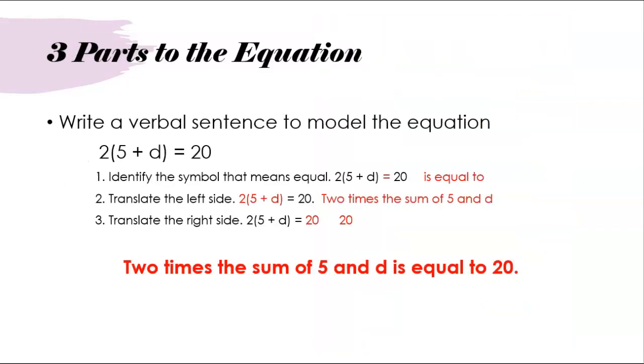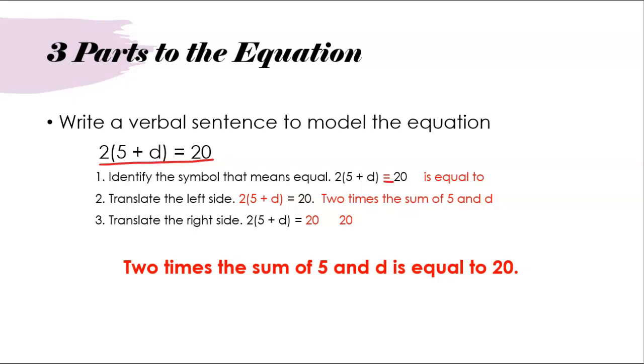So today, I also wanted to remind you that there are 3 parts to the equation. We have the number on the left, and the numbers on the right, and the equal sign. So if I want to write these in words, this says 2 times, because we're in parentheses, then the adding is the sum of 5 and a number equals 20. So you identify the symbol that means equal. We saw that equal sign right here.